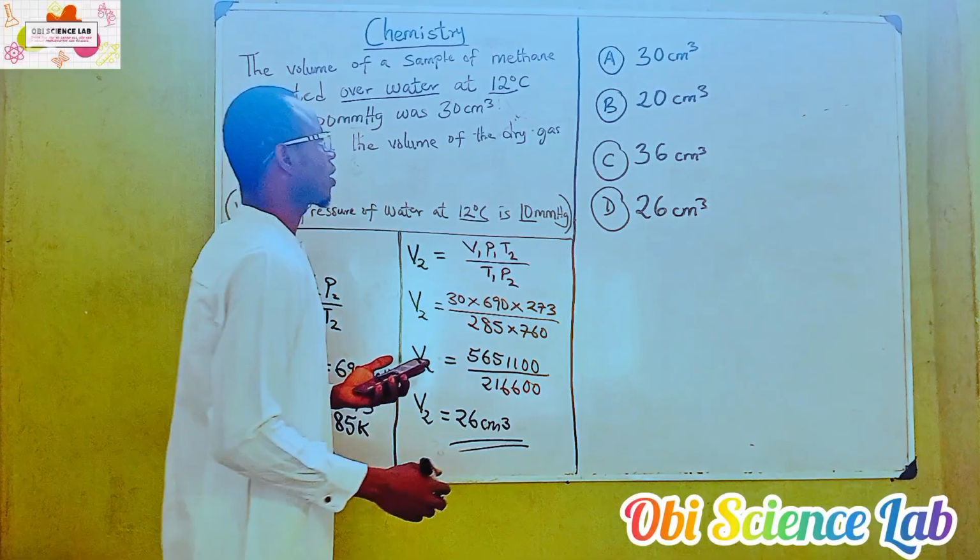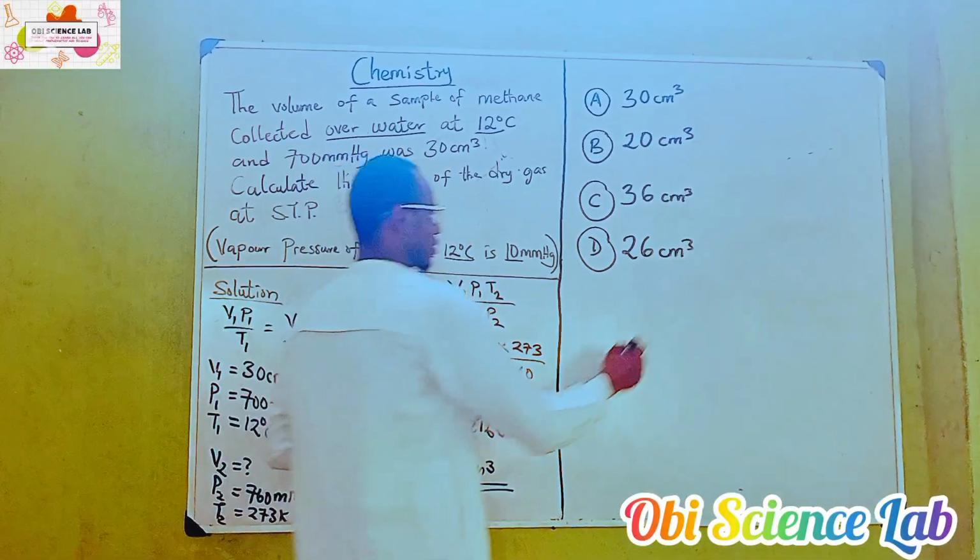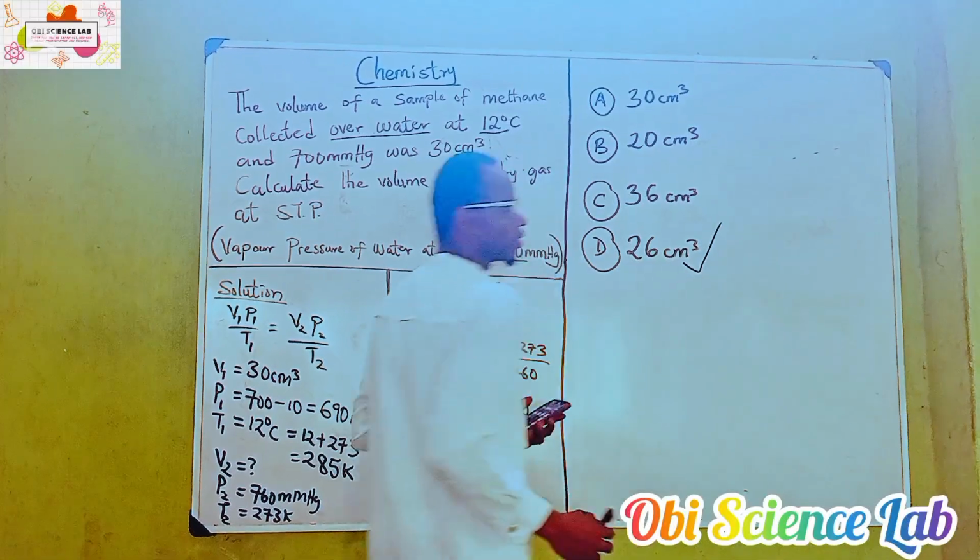And from the options, A is 30, B is 20, C is 36, and D is 26 cm3. D is the correct answer.